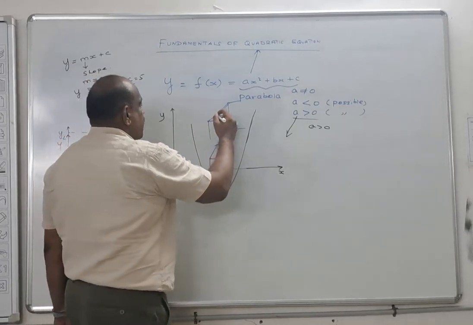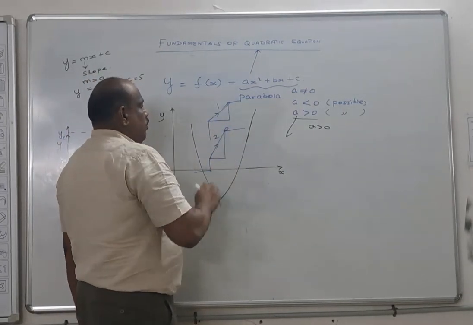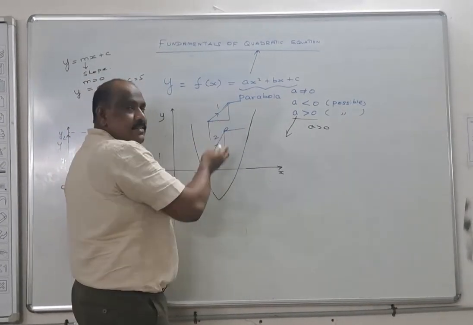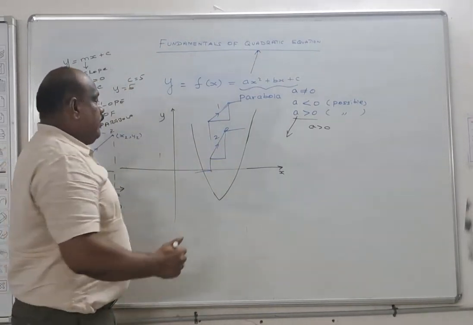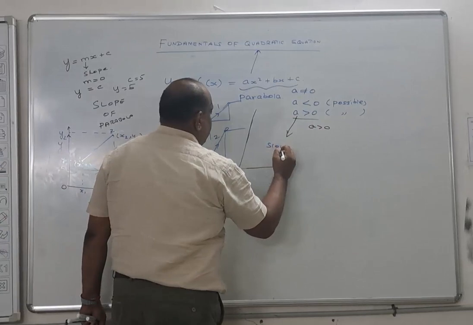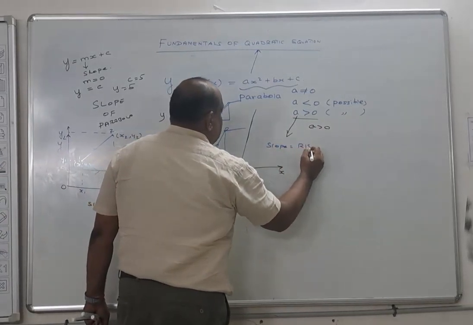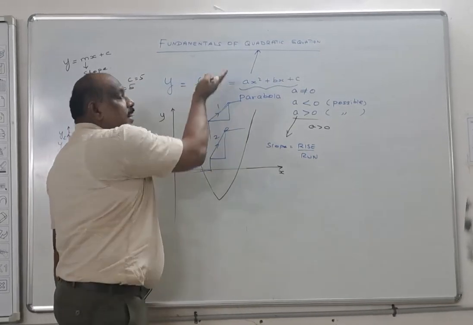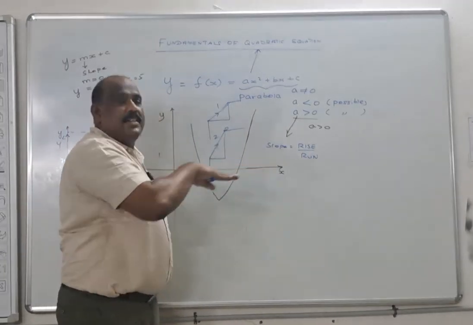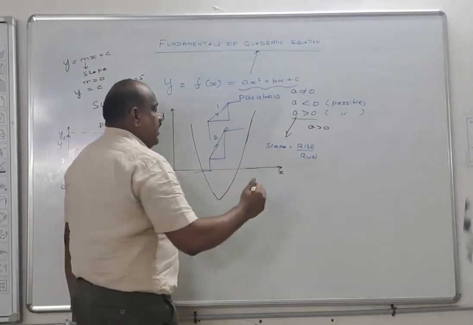Compared to case number 1, let's take 1 and 2. Here the slope is less. Here the slope is more. So how are we able to determine this? The formula for slope is rise by run. Rise means vertical direction. Run means horizontal direction. So what you told is right.